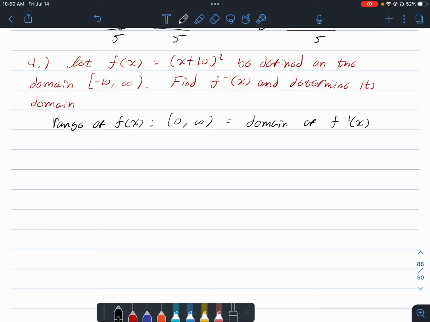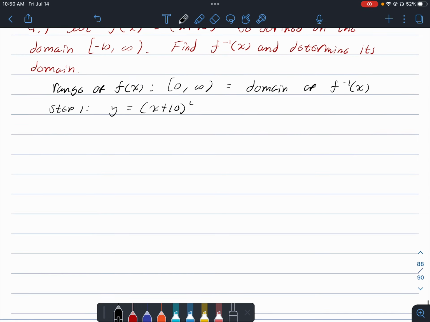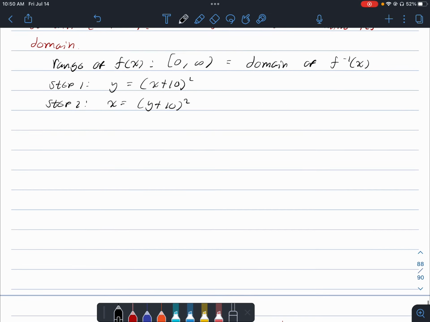Okay, so let's go ahead and see what our inverse function is. So step one, replace y with f of x. We have y equals (x plus 10) quantity squared. Step two, we switch y and x, so we have x is equal to (y plus 10) squared. And now we solve.